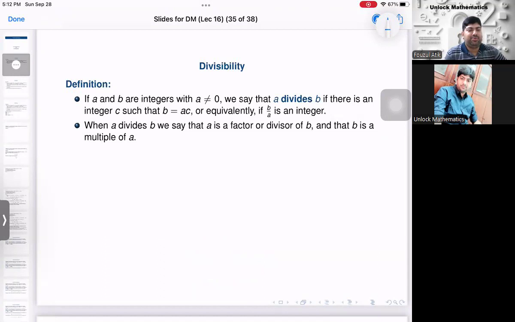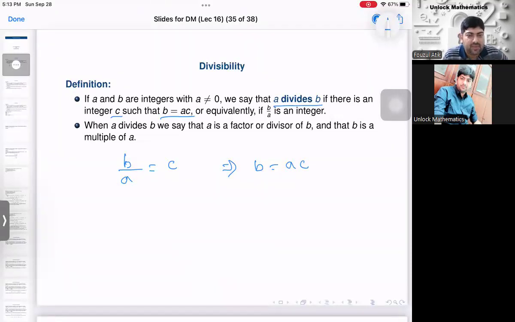If a and b are integers with a not equal to 0, then we say that a divides b if there is an integer c such that b is equal to ac. Basically, a divides b means that b by a is equal to some integer. Therefore, you can say that b is equal to a times c, or equivalently b by a is an integer.